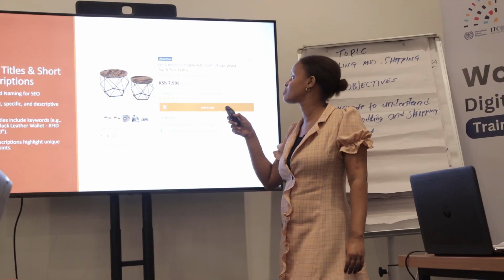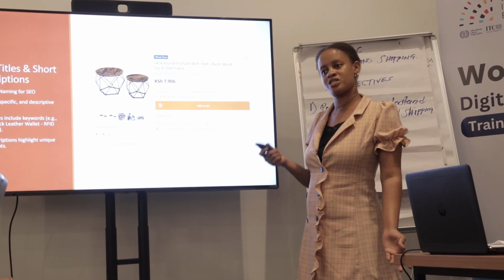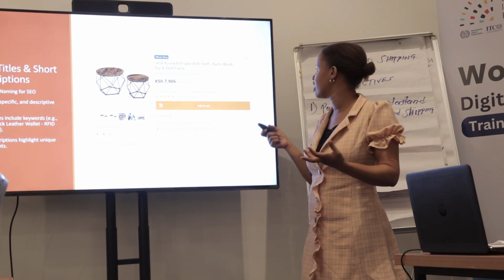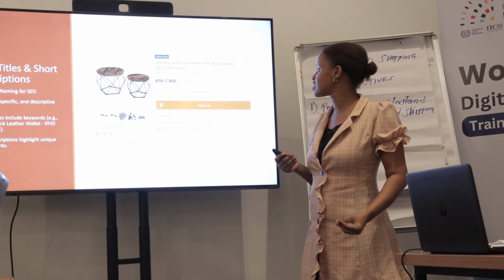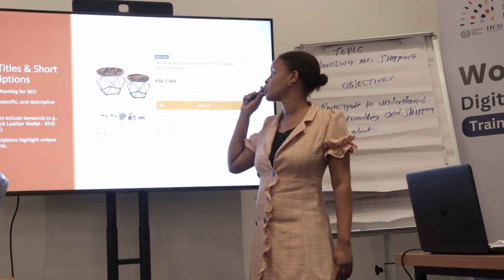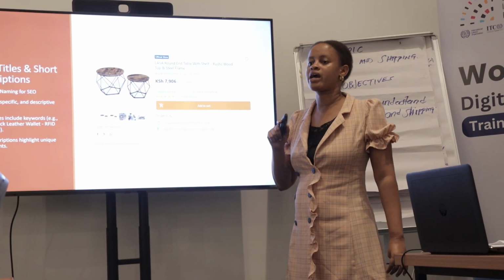So at least this person, if you're searching for a table, you have to be specific. What type of table are you searching for? Is it a plastic table? Is it a rustic, wood top, and steel frame table? The more you can describe your products, the more easily a buyer can find it.